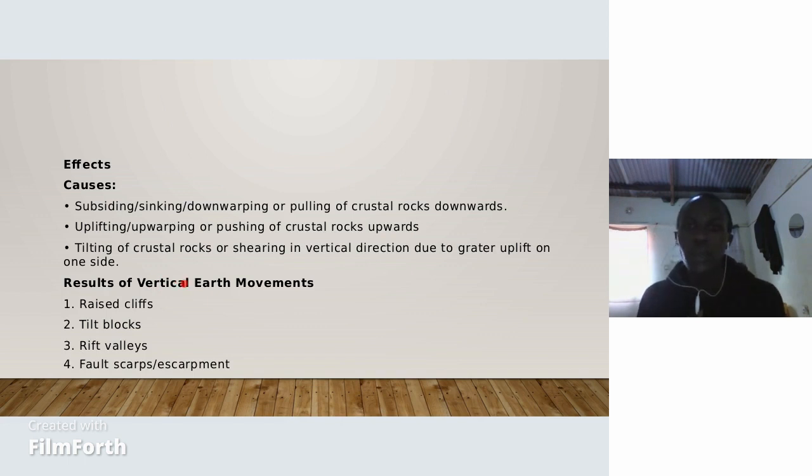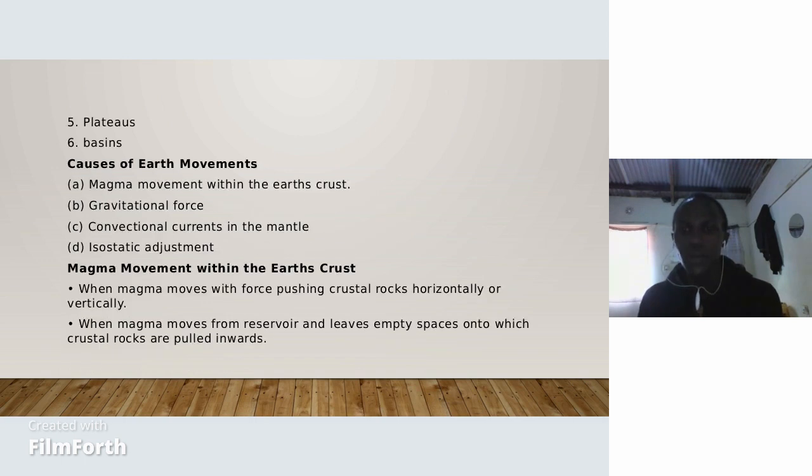What are the results of vertical earth movement? It leads to formation of raised cliff, also tilt block is here, rift valley, falls or escarpment, plateau, and lastly it leads to basin.